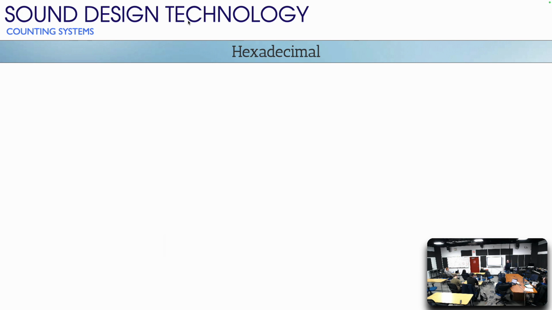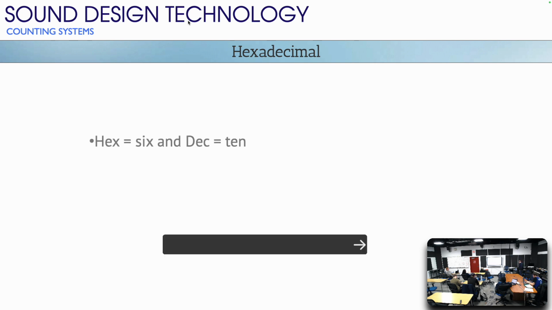Okay? Turns out there's lots of ways to count. And decimal is not the only way. It's not even necessarily the best way or the most efficient way. It's just the way that we learned. Okay? So let's learn a different way called hexadecimal.